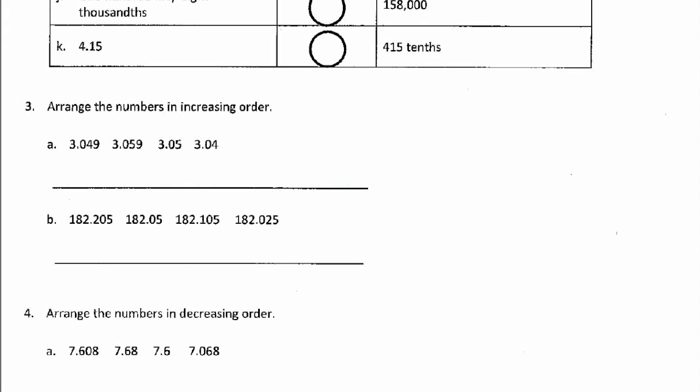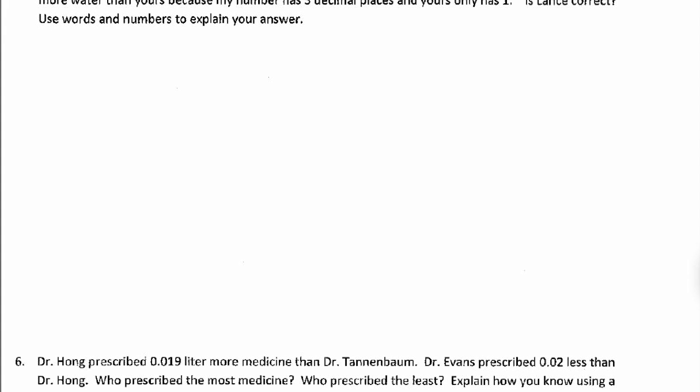I have one more problem I want to show you, and I'm going to have you work on your problem sets with your neighbor. It says Lance measured 485 thousandths liter of water. Angel measured 5/10 liter of water. Lance said, my beaker has more water than yours because my number has 3 decimal places and yours only has 1. Is Lance correct? Use words and numbers to explain your answer.